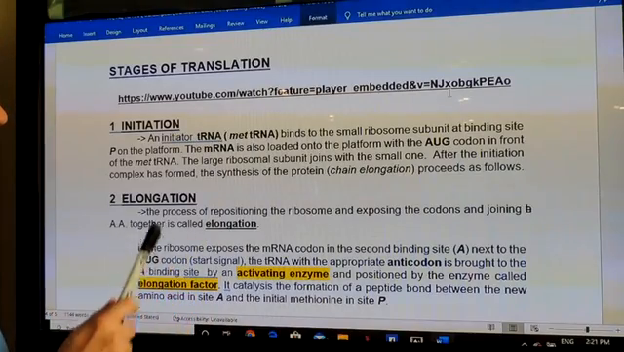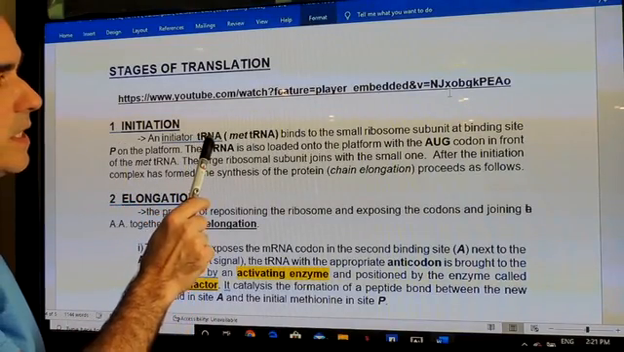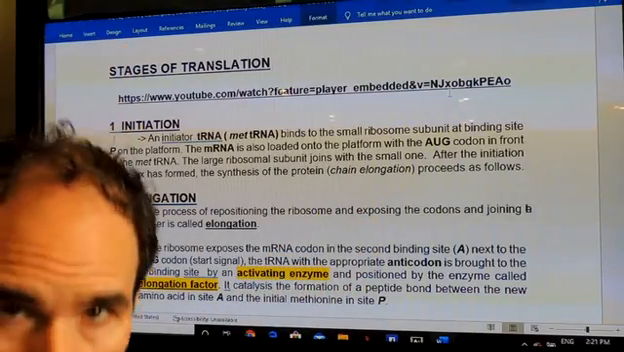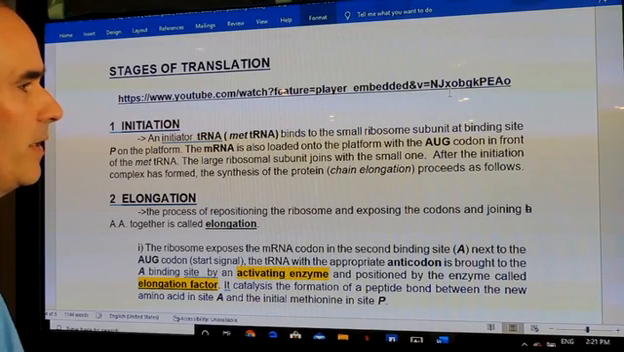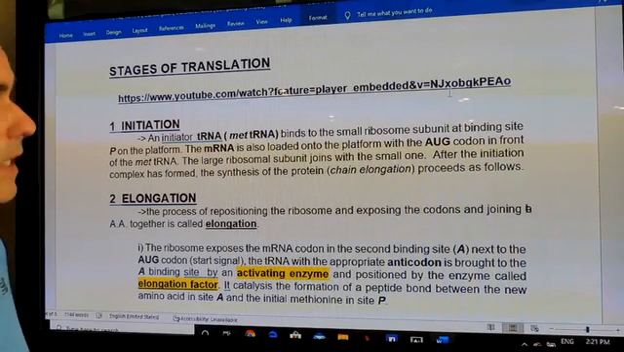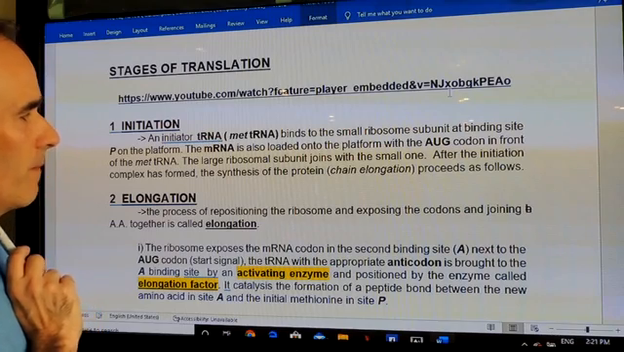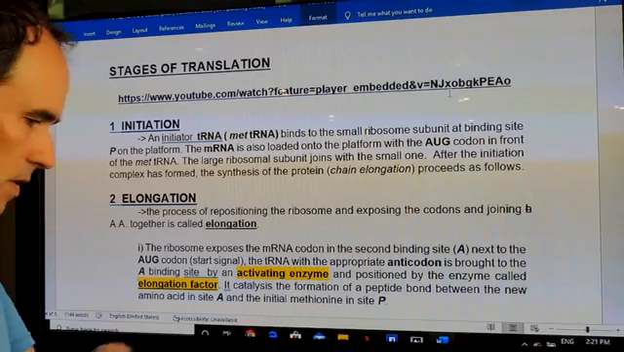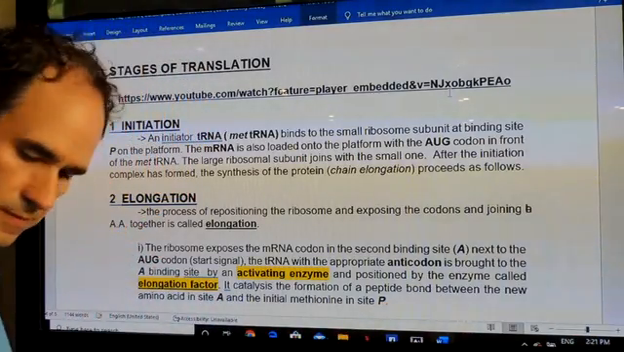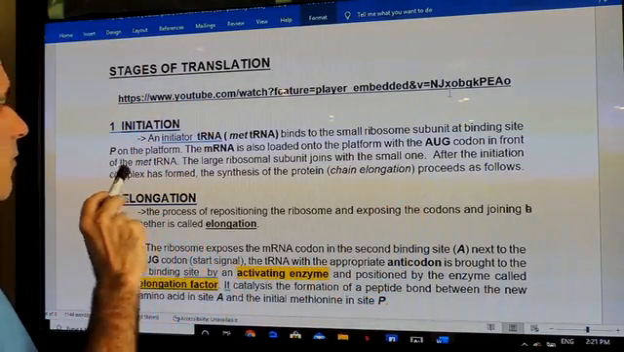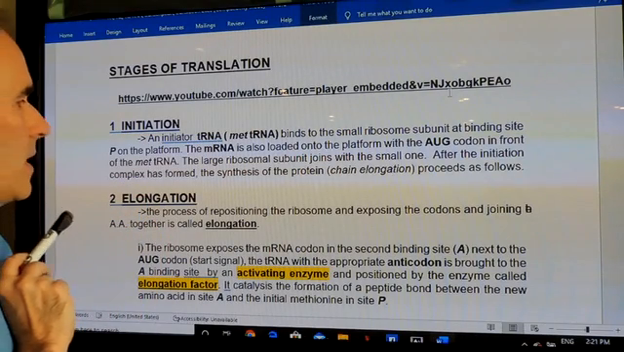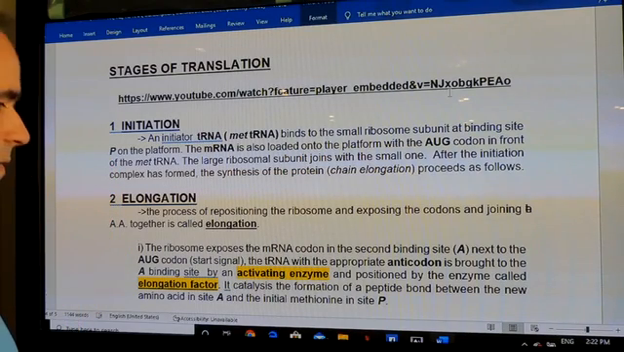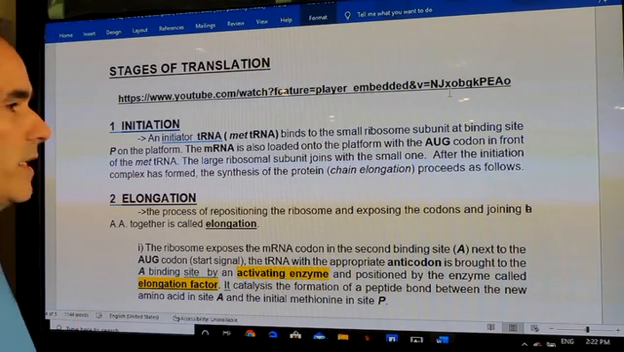We have initiation, so the met-tRNA joins on to the small ribosomal subunit. Let me just reach over and get my small ribosomal subunit. There we go. And it joins on to site P. The mRNA is loaded on. So my mRNA, there we go. mRNA gets loaded on. Beautiful. With the AUG in front of the met-tRNA. Large ribosomal subunit joins on, and there we go. We have our sandwich ready to go.